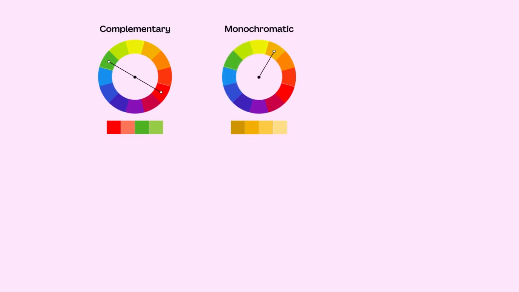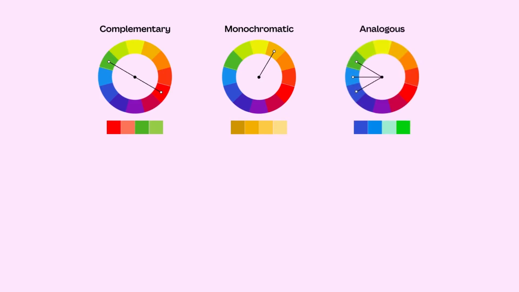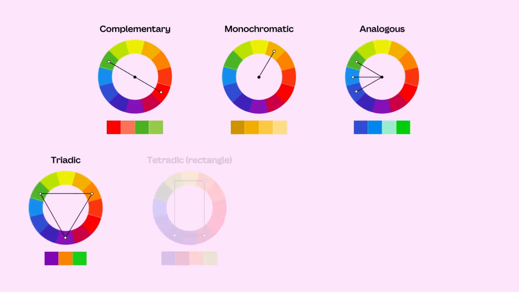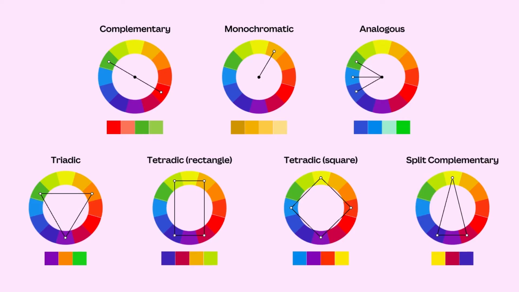In case you didn't know, the color wheel was invented by Isaac Newton. Yep, the guy that discovered the laws of gravity and motion. You're also probably familiar with some color harmony terms like complementary, monochromatic, and analogous. There's also triadic, tetradic, and split complementary. These basically just describe the relationship between colors.